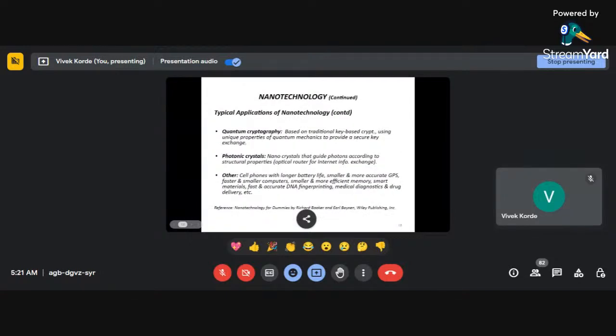Then typical applications of nanotechnology, in continuation: quantum cryptography is there. It is based on traditional key-based cryptography, using the unique properties of quantum mechanics to provide a secure key exchange. Okay, it is called cryptography. Then photonic crystals, nanocrystals that guide photons according to structural properties. So every phenomenon can be very smartly utilized to make our technology very smart. And under others, cell phones with longer battery life, smaller and more accurate GPS, faster and smaller computers, smaller and more efficient memory, smart materials, fast and accurate DNA fingerprinting, medical diagnosis, and drug delivery, etc. are facilitated with nanotechnology. Please go ahead.